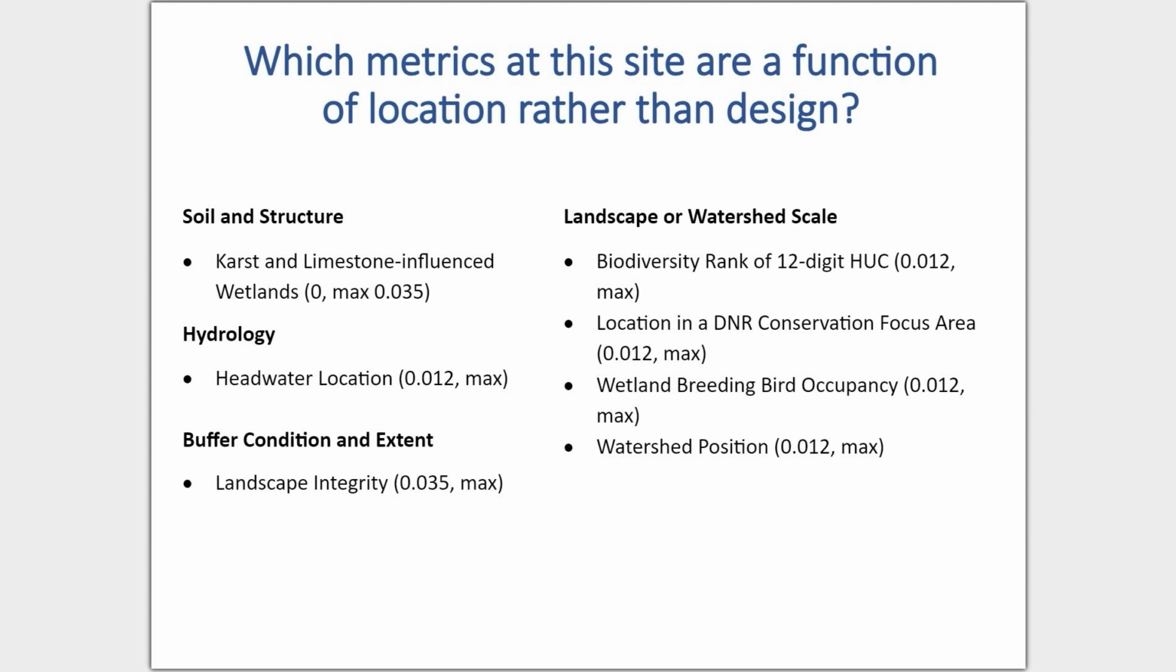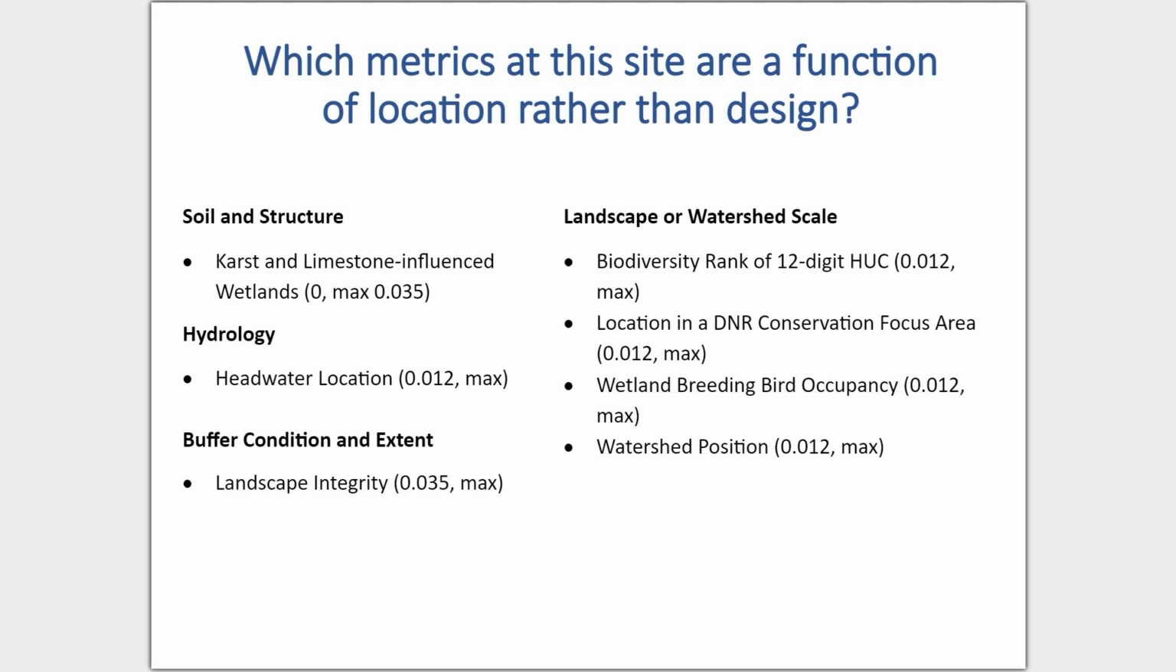Buffer condition and extent, it immediately had the maximum points because it was in a very nice, right in the middle of the Mon Forest. It was a little private inholding with forest all around it. The landscape or watershed scale, there's the biodiversity rank of the 12-digit HUC or watershed. It got the max points for that because it was already in a really nice watershed with a lot of wetland species in it that as soon as you restore the wetland, they're going to be there.